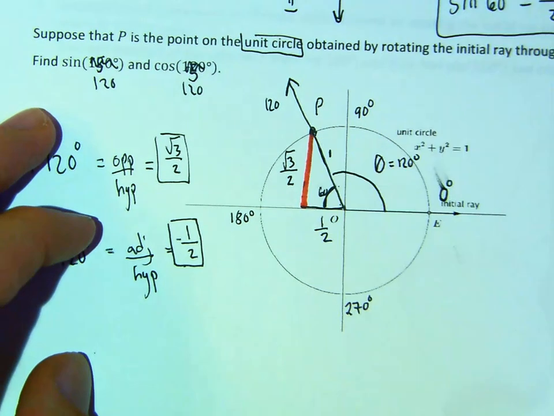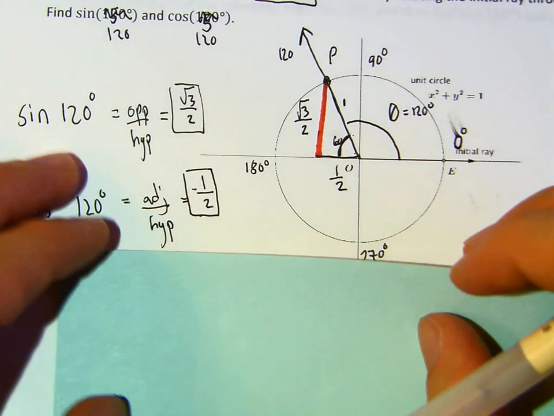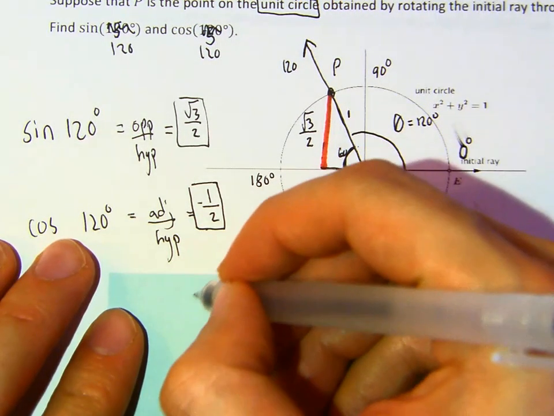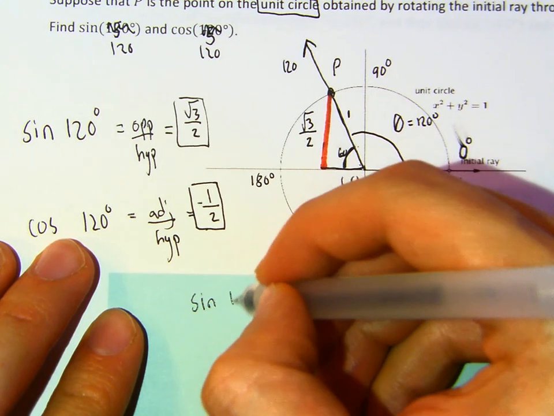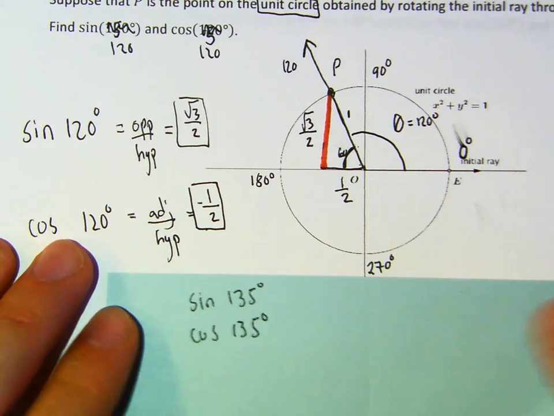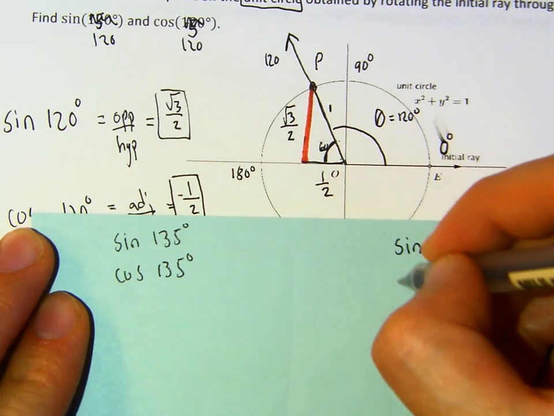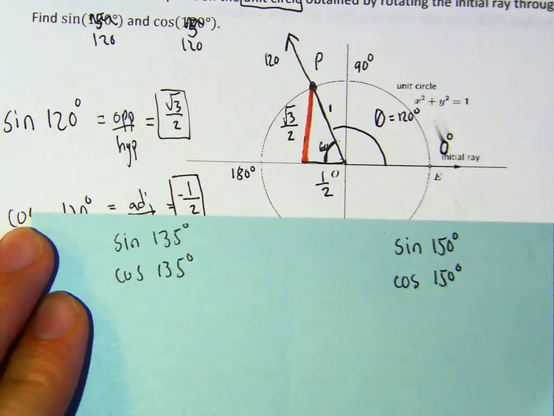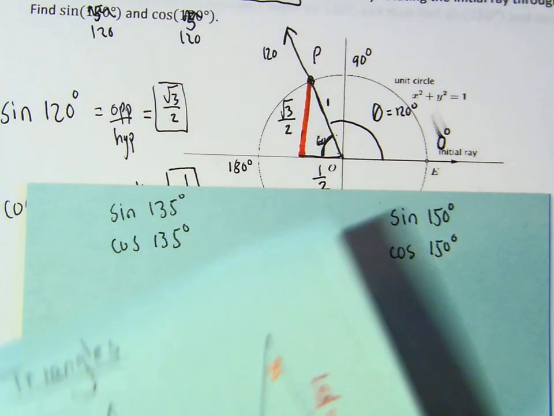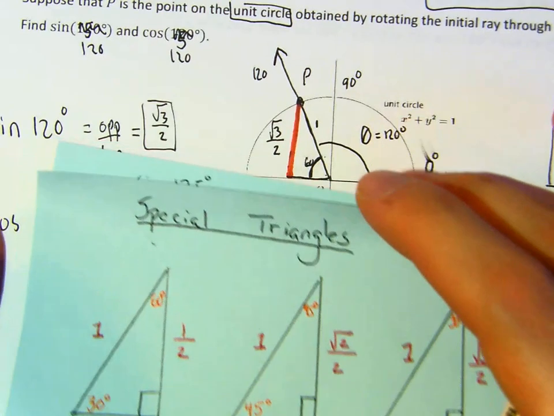Okie dokie. What I want you to do is, this was for 120. What I want you to do is the same exact question. Try and do it for sine of 135 degrees, cosine of 135 degrees. And then what I want you to also do is sine of 150 degrees, cosine of 150 degrees. Notice you have to take your time. Which one of these triangles will you get when you find that reference angle?